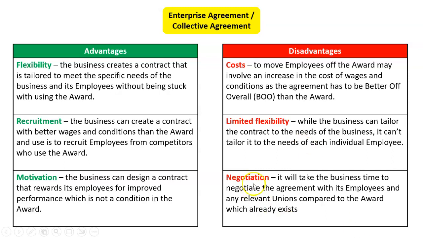But this is the big one: negotiation. If I'm starting a business today and I want to have my own enterprise agreement, I've got to negotiate it, and we'll look at how that's done in the next video. This will take time to negotiate with employees, and maybe the employees are in the union, and then it gets very, very complicated. Compared to the award, which already exists, I don't have to do any negotiating.